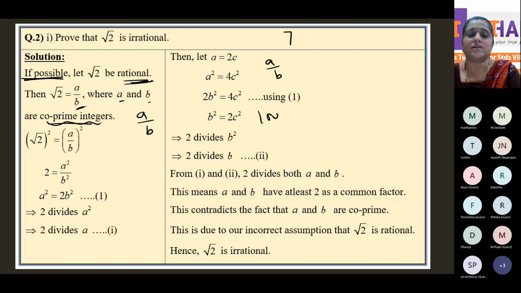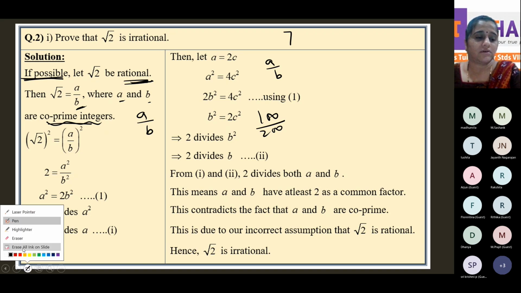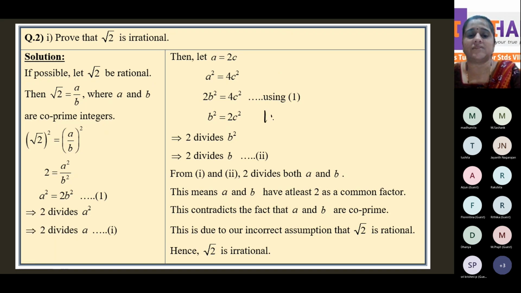Remember, we never write 100 by 200 as the answer. We don't leave the answer as 100 by 200. Supposing you work and you get the answer as 100 by 200, you will never leave it there. You will always simplify it, and you will say it's equal to 1 by 2.